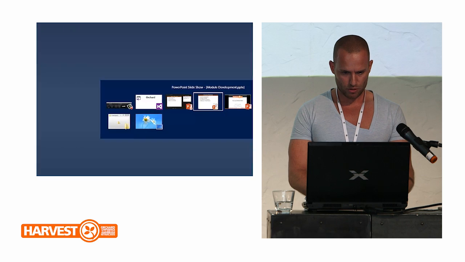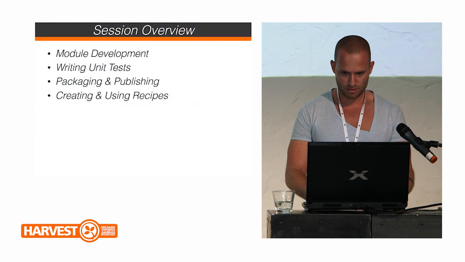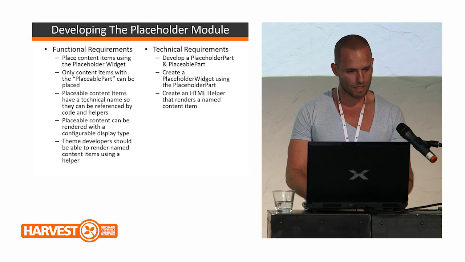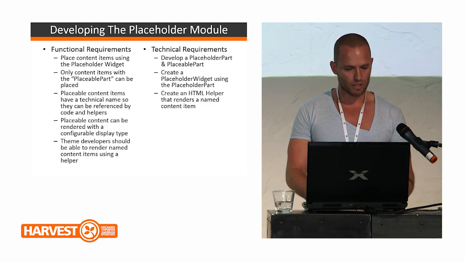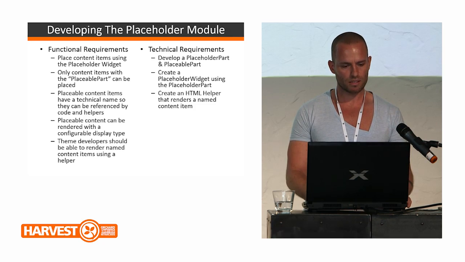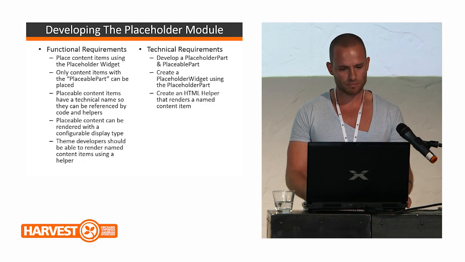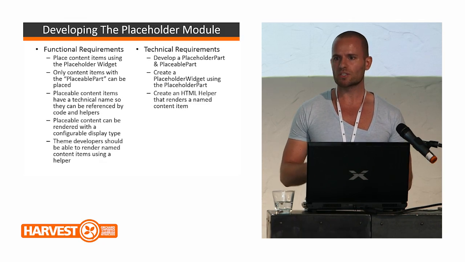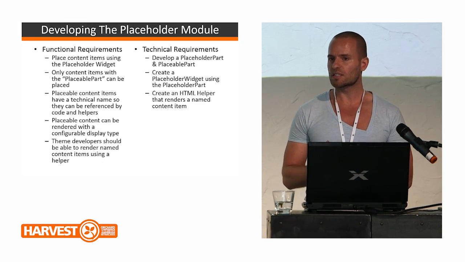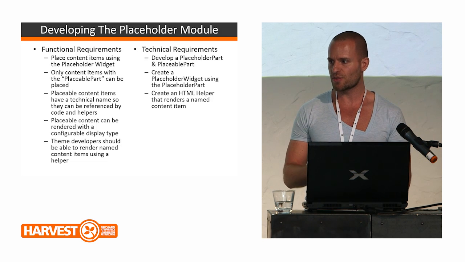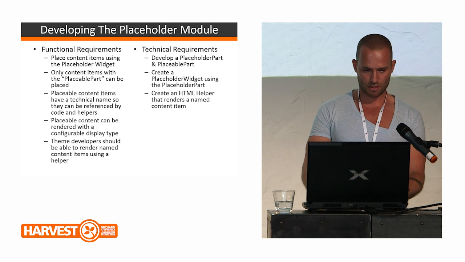So let's first look at the requirements for this module. We're going to create a placeholder widget. For that, we need a placeholder part. We're going to create a placeable part. And we need a placeable part so that we can define a name for our content item. And this name is useful because we're going to create an XML helper so that we can render content items directly from our theme using a name. So that should be interesting.